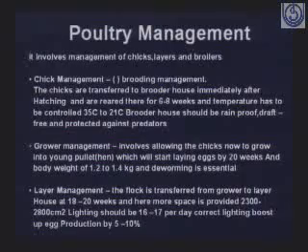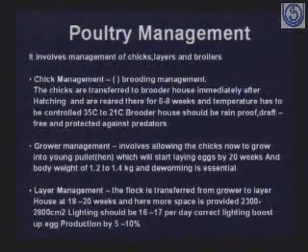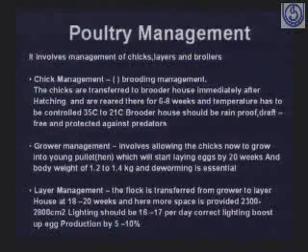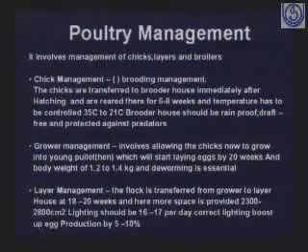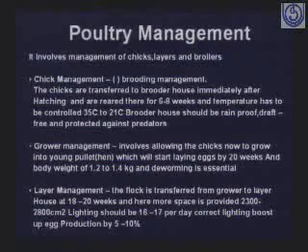Then we have the grower management. It involves the chicks. Now the chick grows into a young pullet or hen, which will start laying eggs by 20 weeks, and the body weight is 1.2 to 1.4 kilogram, but note, deworming is essential. Layer management.